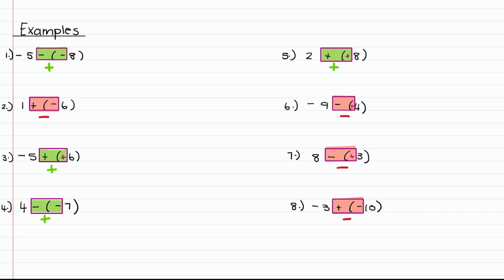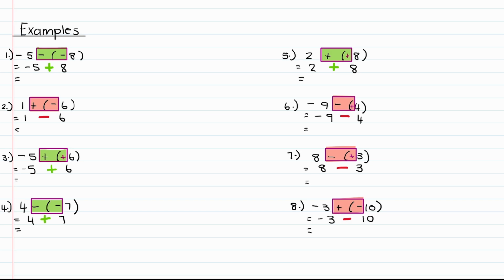Right, so now I can write out my next step, keeping everything that wasn't in the battery in exactly the same place. So for question 1, I'll have negative 5 plus 8. For question 2, 1 minus 6. Question 3, negative 5 plus 6. Question 4, 4 plus 7. Question 5, 2 plus 8. Question 6, negative 9 minus 4. Question 7, 8 minus 3. And question 8, negative 3 minus 10.